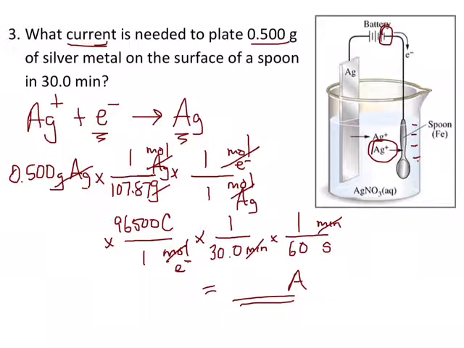So grabbing a calculator, 0.5 grams of silver, divide by 107.87. The ones we can ignore, so times 96,500, divide by 30, and divide by 60. We end up with 0.248 amps. Now, if you left it as 0.248 coulombs per second, that would be fine. But normally we would say coulombs per second is amps.